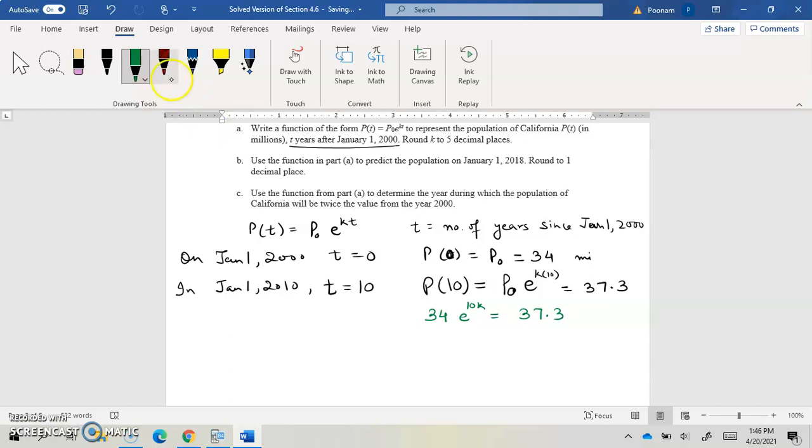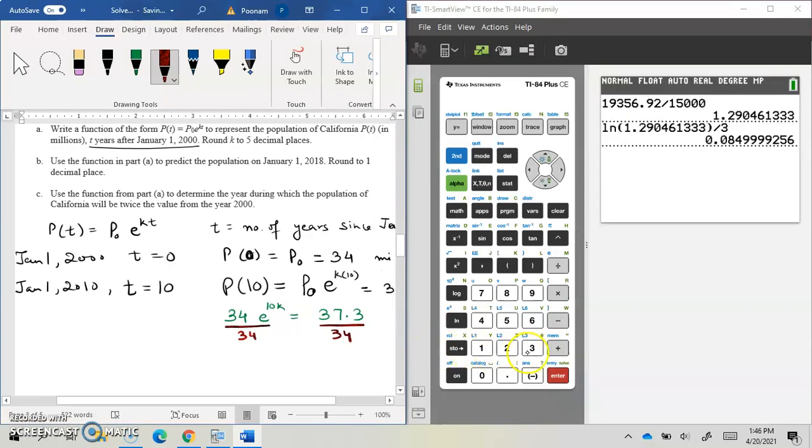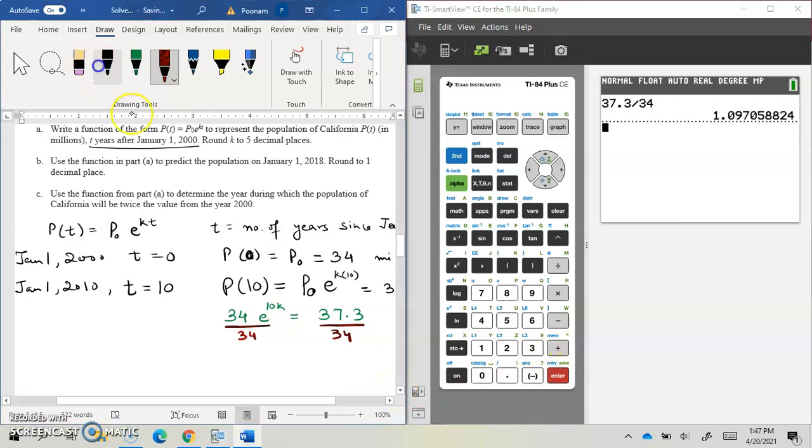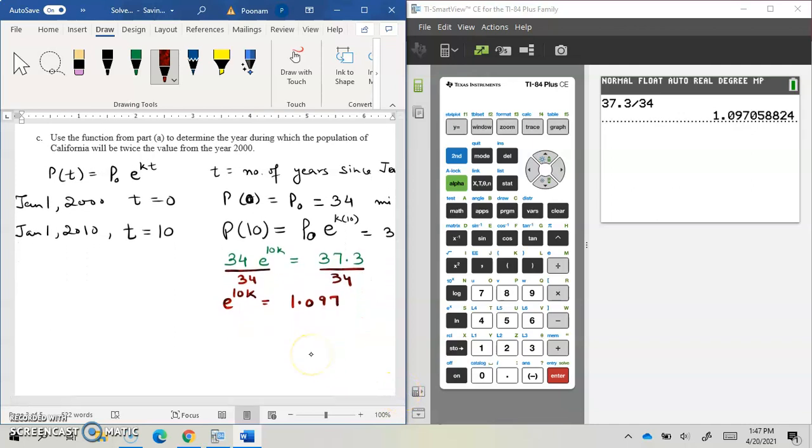So I need to isolate the term containing k. I'm going to divide both sides by 34. Let's use the calculator. 37.3 divided by 34 is 1.097. So we are saying e raised to power 10k is equal to 1.097, something like that. We need to find k.